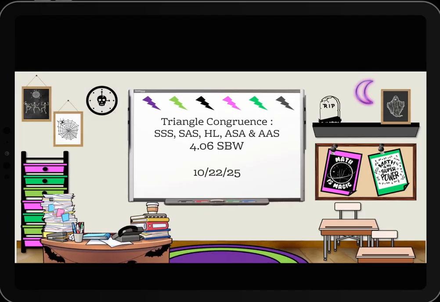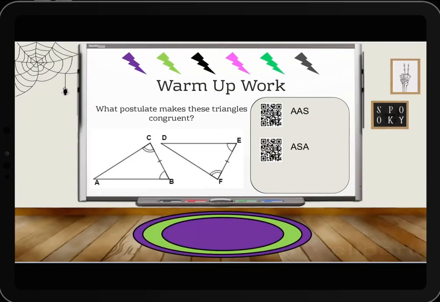Okay, so this will be our triangle congruence SBW. I'd ask that you pause the video for a moment and see if you can come up with the correct reason why the two triangles are congruent.